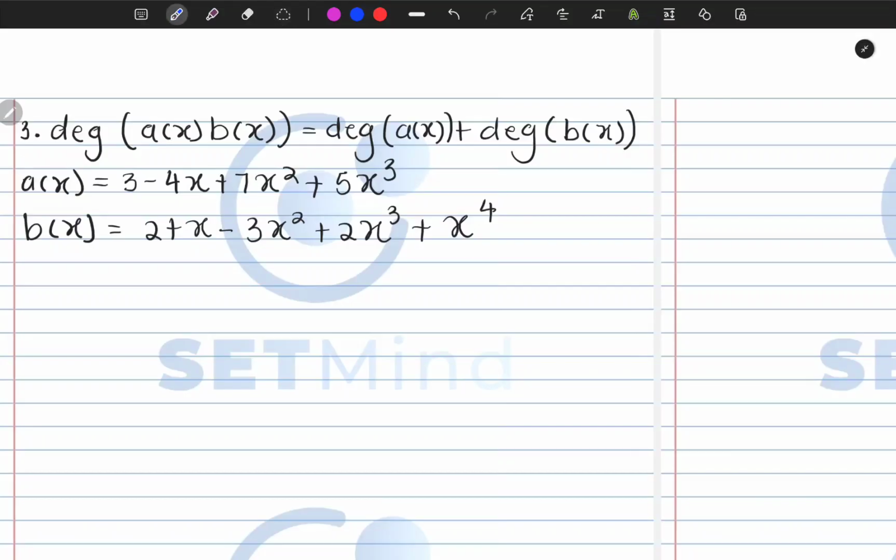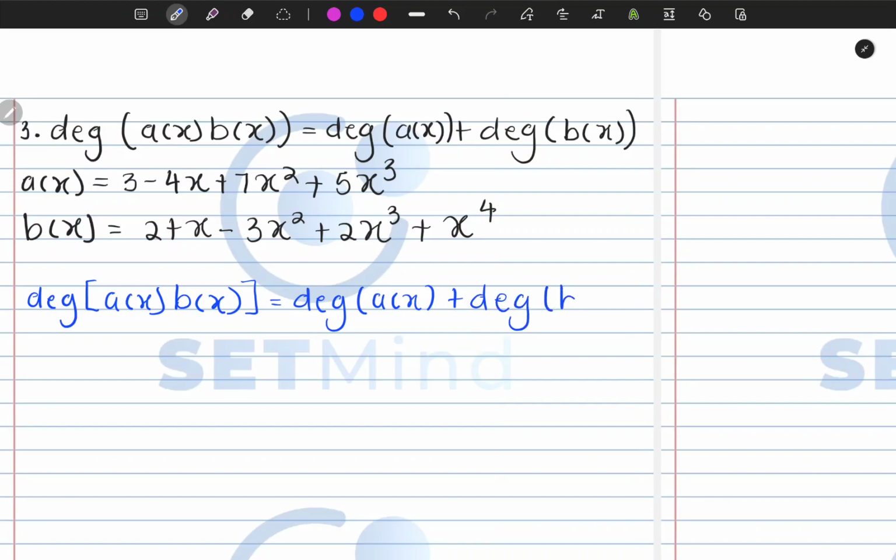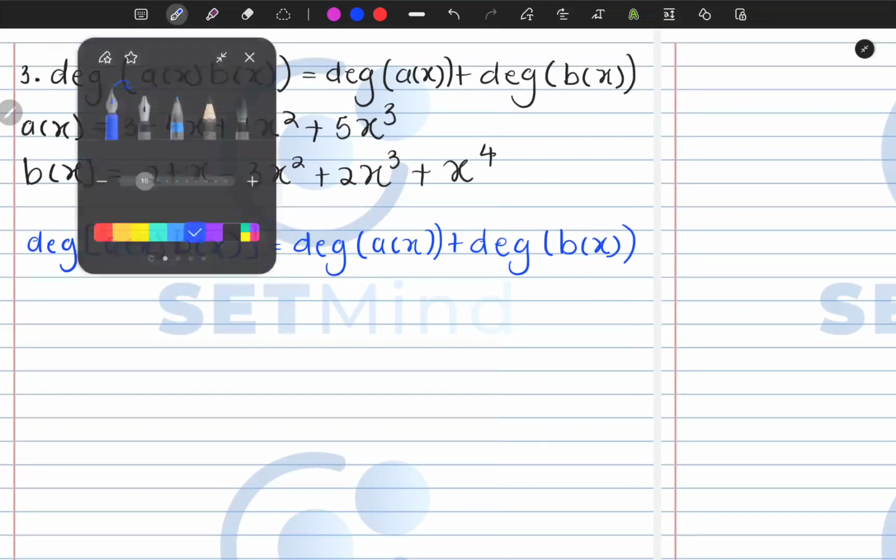If we look at law 3, all law 3 says is that if we are looking for the degree of the product of the two functions, so meaning the degree of the two functions multiplying one another, a of x multiplied by b of x, all we need to do is find the degree of a of x and then add it with the degree which we find for b of x. That is what our law 3 is saying.